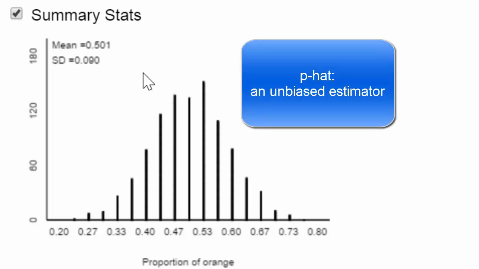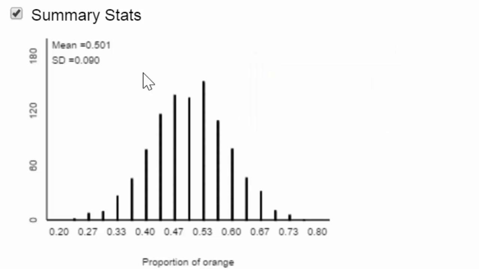Because this happens with a sufficient sample size, p hat is called an unbiased estimator of p. That is, we can rely on p hat, the sample proportion, for giving us a very good estimate for p, the population proportion. P hat neither overestimates nor underestimates that true population proportion p. So we're going to talk more about biased and unbiased estimators in a later lesson.